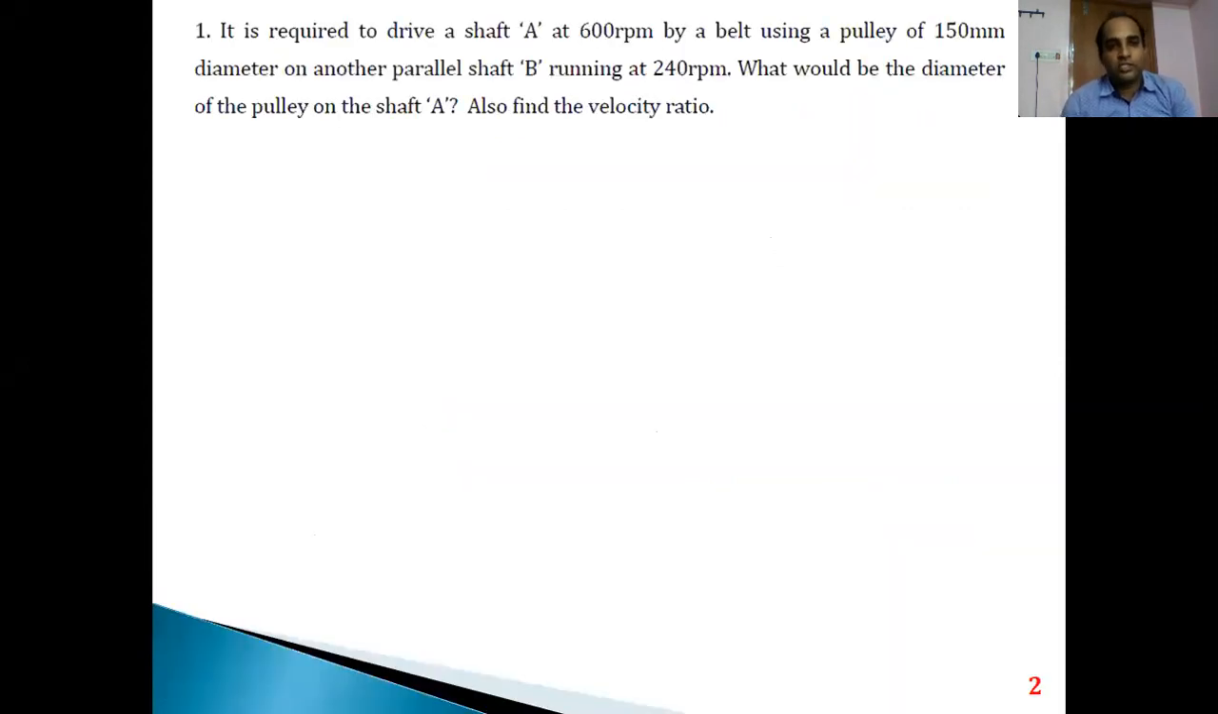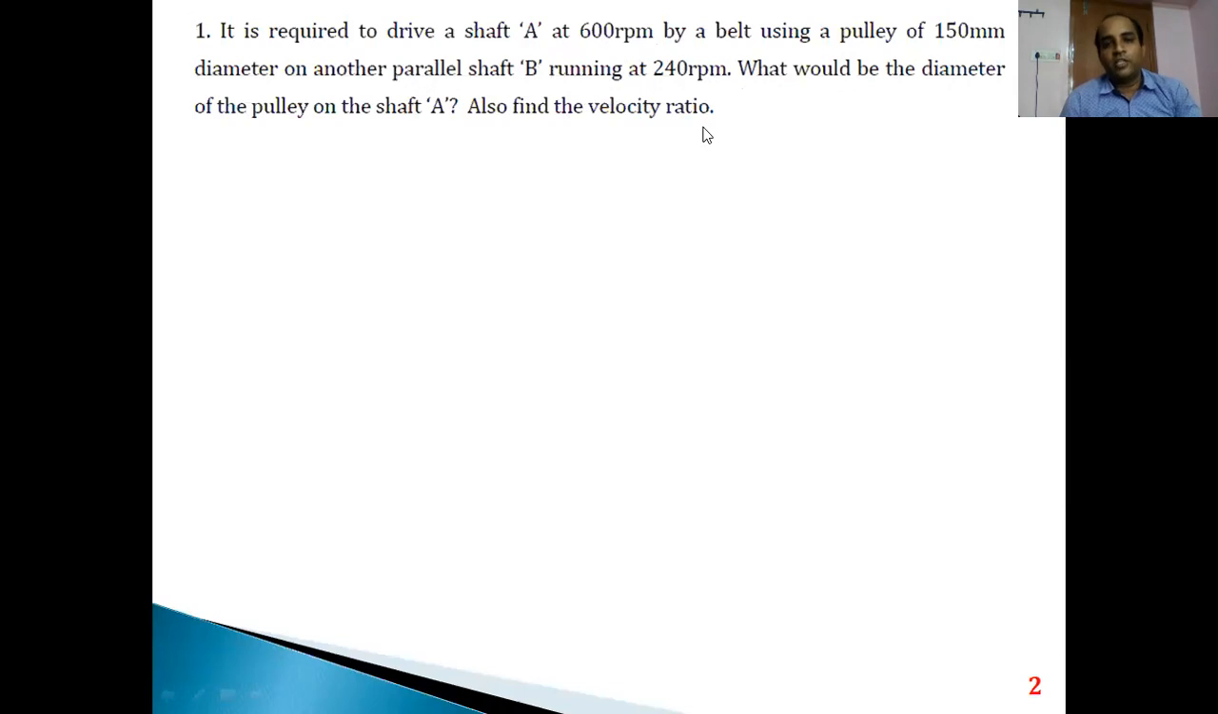So the first question is: it is required to drive a shaft A at 600 rpm by using a pulley of 150 mm diameter on another parallel shaft B running at 240 rpm. What would be the diameter of the pulley on the shaft A, and also find the velocity ratio? This is the question given.